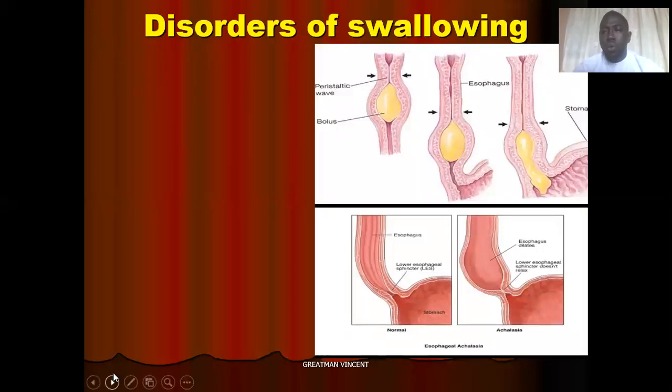Now, another disorder I also want to talk about is what we call achalasia. Achalasia.